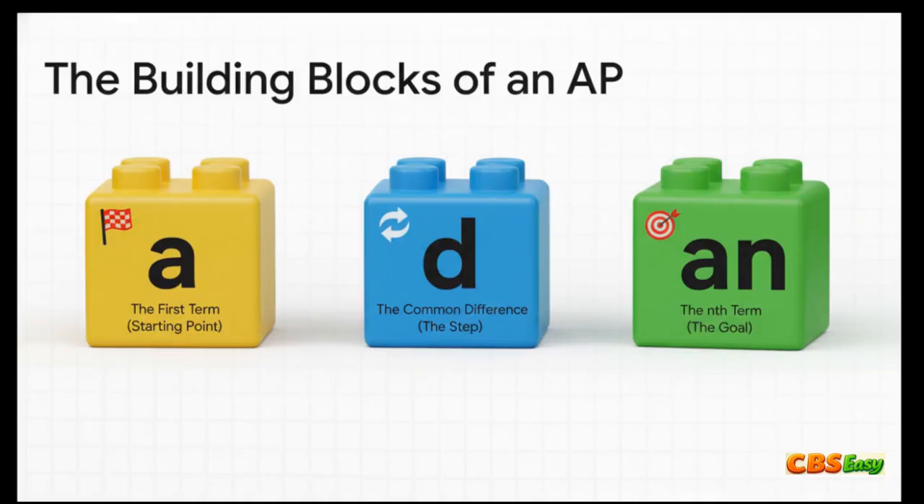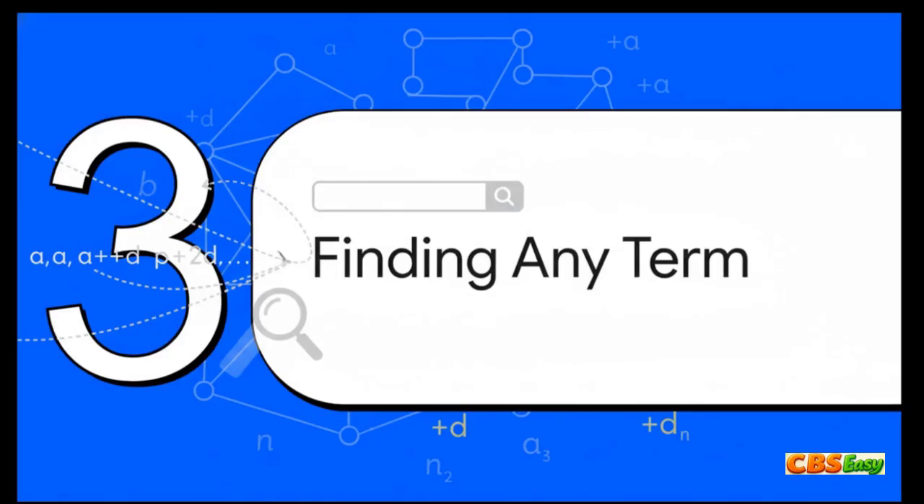Now, to really work with these things, we just need to know the basic lingo. A is always our starting point, the very first number in the list. D is that common difference we just talked about, the size of our step. And AN is just a placeholder for whatever term we're looking for, like that 8th rung on our ladder. Okay, so we've got the vocabulary down. How do we actually use it to find the length of that 8th rung, or hey, even the 800th rung, without doing all that boring subtraction over and over again?